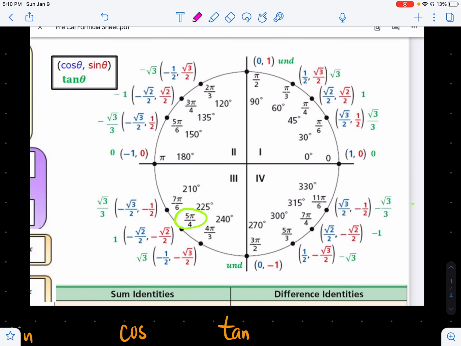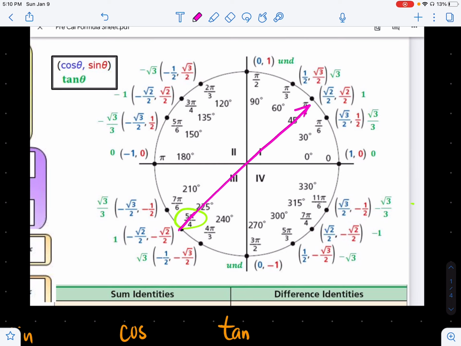Whoops, not acceptable. So the question is, will I reflect it over the y-axis? Will I reflect it over the x-axis? No, I'm not going to do either of them, because watch, the tangent value here is 1. And if you look at the tangent value here and here, they're not the same. Tangent needs to be reflected over the origin. Straight across, actually. Tangent's cool. That's the cool guy. Straight across.